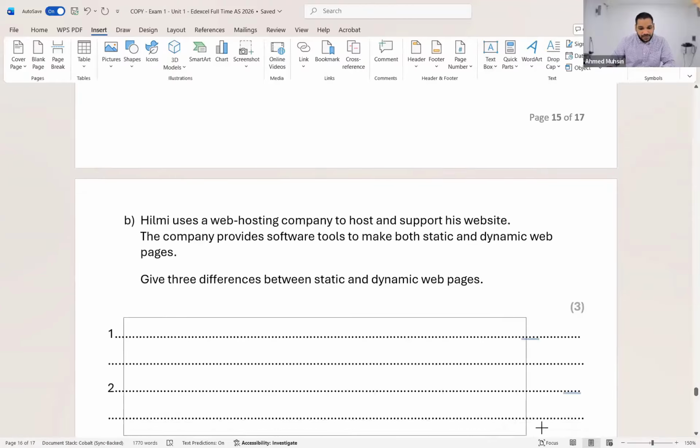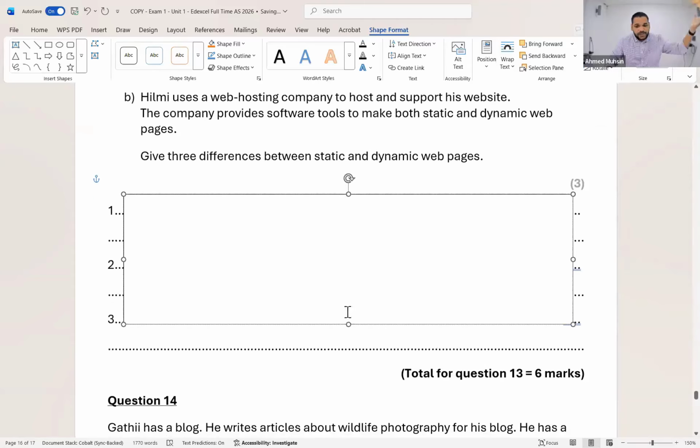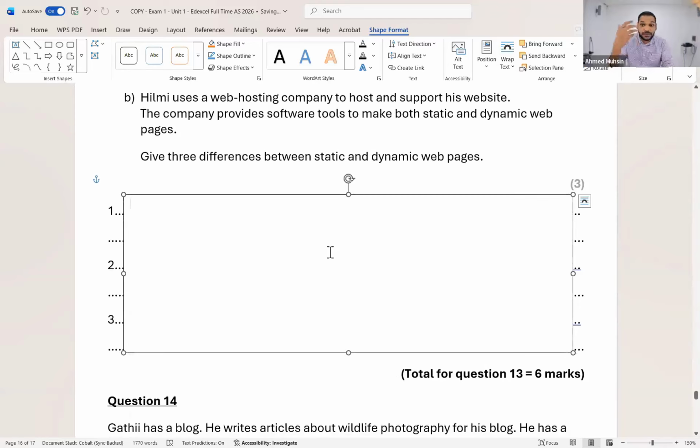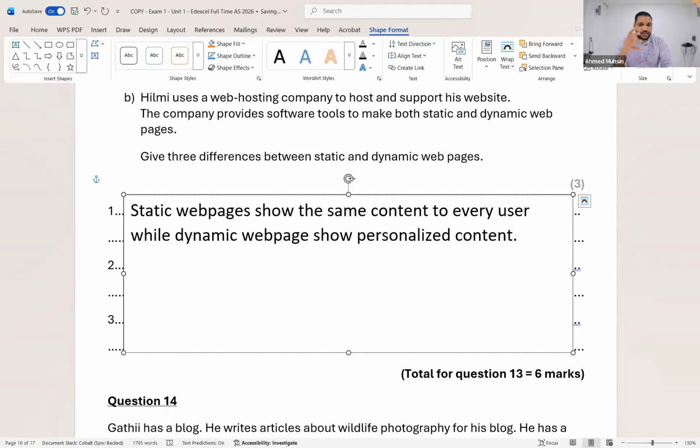Static web pages show the same content to every user, irrespective of who you are, irrespective of what you did previously on that web page, irrespective of what your interests are. You will see the same content, isn't it? Static web pages show the same content to every user, while dynamic web pages show what content? Personalized content. You see content that is related to your interest, related to your browsing history. Right, something else?